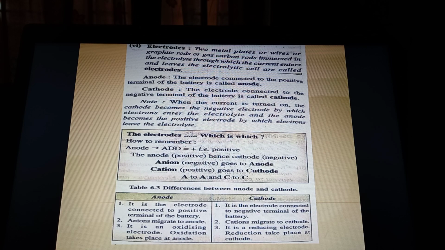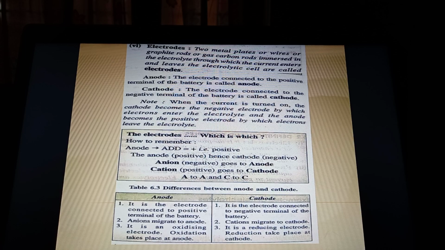Now, what are electrodes? Electrodes are the two metal plates. They can be wires also. They can be graphite rods also, or gas carbon rods also, that are immersed in the electrolyte. And these are the plates or the wires through which the current enters and leaves. So what will be the definition of electrode? If you are asked to write, you should write that they are the metal plates. Please specify metal plates, that they are the metal plates through which the current enters and leaves the electrolytic cell. So they are called electrodes.